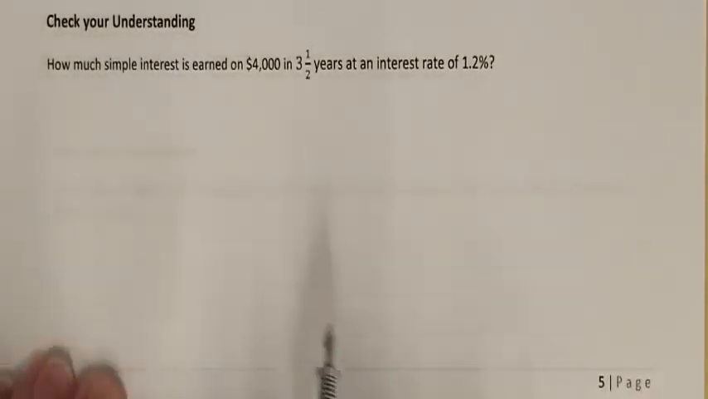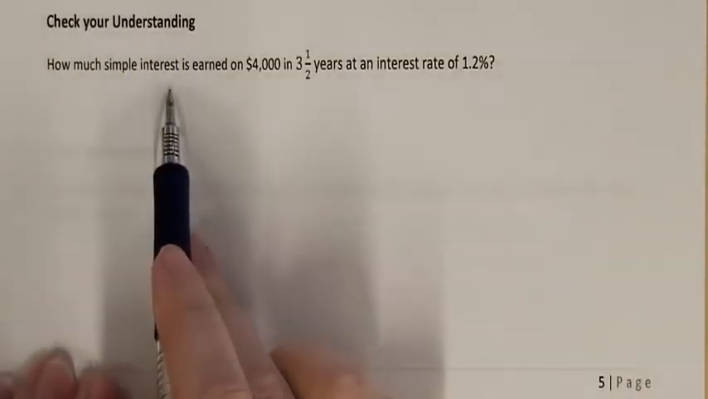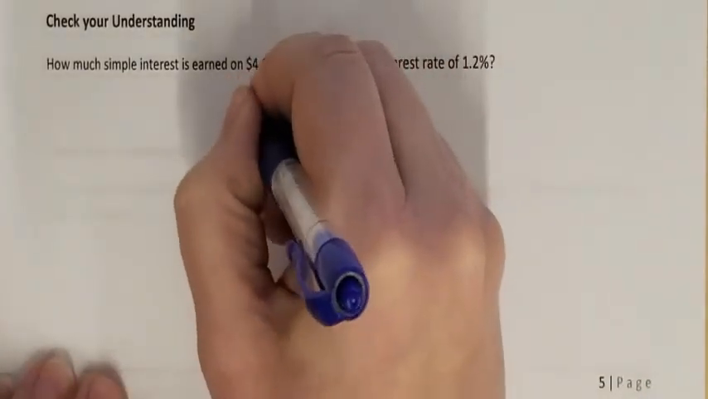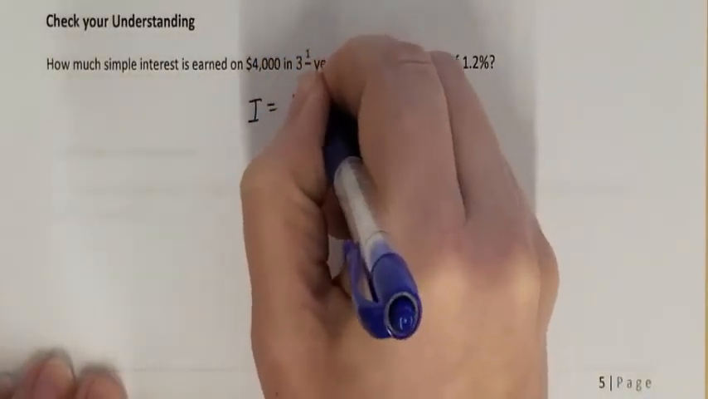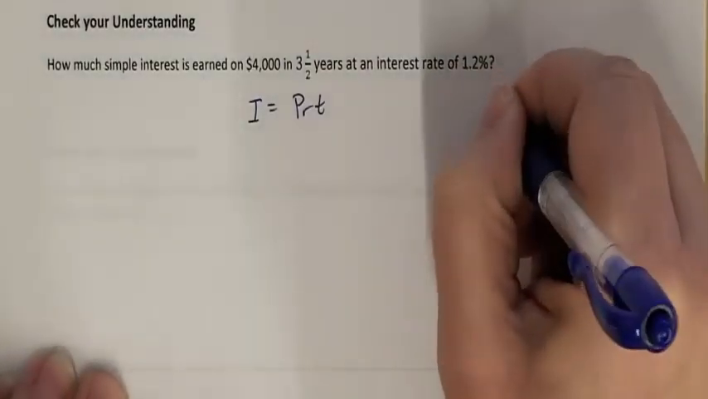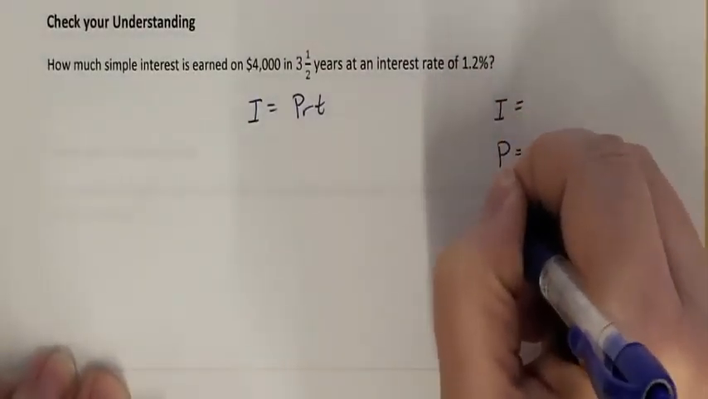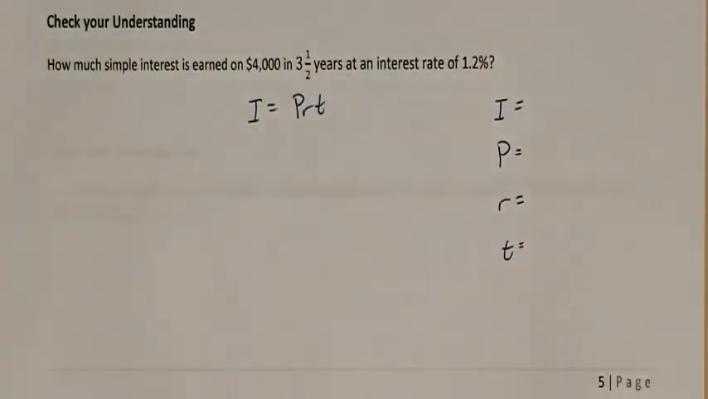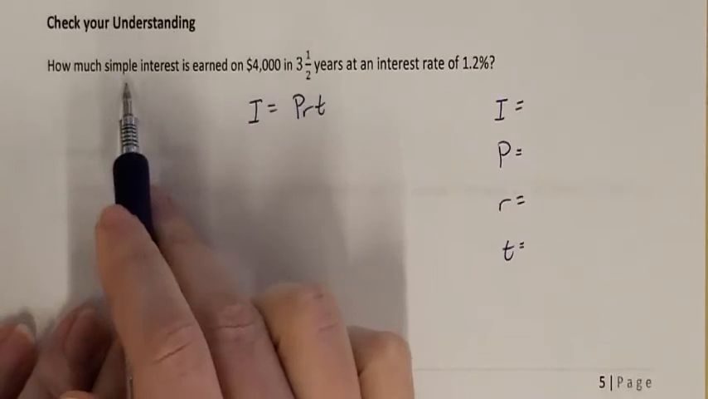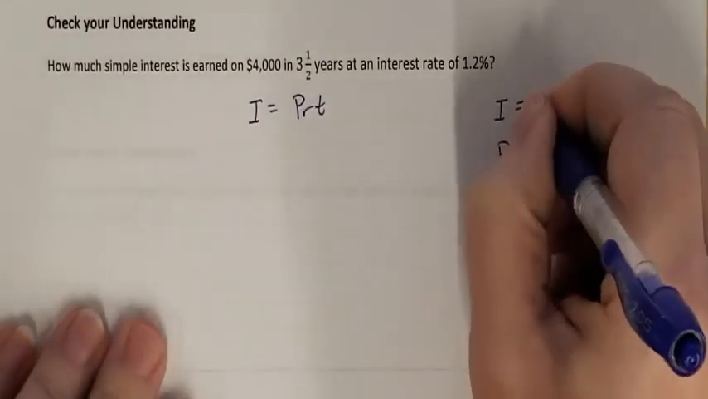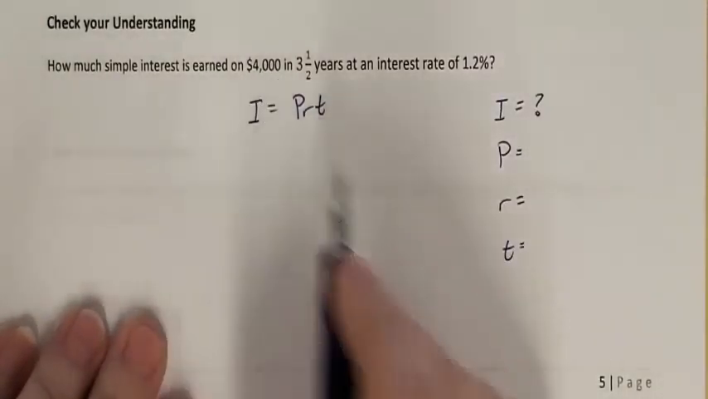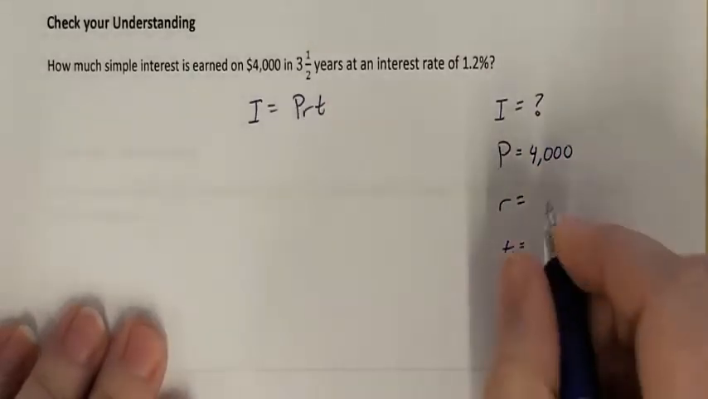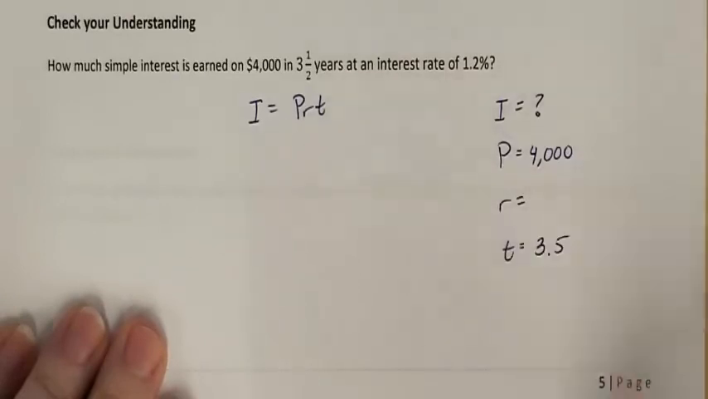Let's go ahead and check your understanding. How much simple interest is earned on $4,000? So we are looking at the simple interest equation again. So here's the simple interest equation, which means I need an I, a P, an R, and a T. So let's read the question and see if we can come up with these variables. How much simple interest is earned? So I'm asking how much interest. On a $4,000, that must be my principal that I put in at the beginning, 3.5 years, that's 3.5 years.